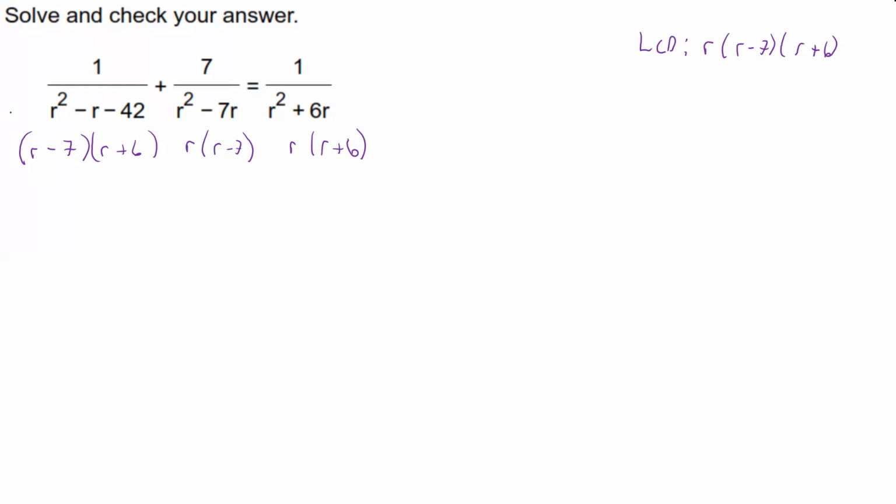Okay. So now we have to get all of them to have the same denominator. So if we do that, what do we have to multiply this one by? Well, we're going to have to multiply by r here. So if we do that, we have to do r in the numerator. So that'd be r over r times r minus 7, r plus 6, plus, now here we have r minus 7, so I have to multiply the numerator by r plus 6 and our denominator by r plus 6 as well.